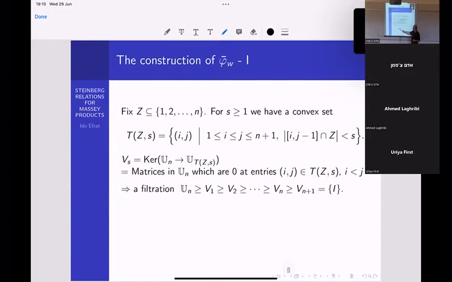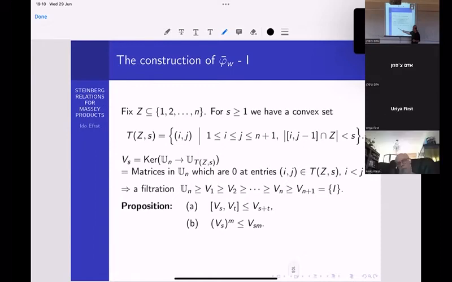So what we get here is a filtration of UN, which becomes smaller and smaller. V1 is always UN. Now the key point for which we take this improvement is that this filtration behaves nicely. For example, the commutator of Vs and Vt is in Vs plus t. And if you take an nth power of something in Vs, then you land in the next filtration step. It's closely related to the Zassenhaus filtration of UN.